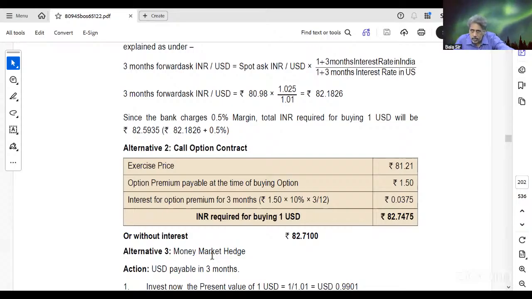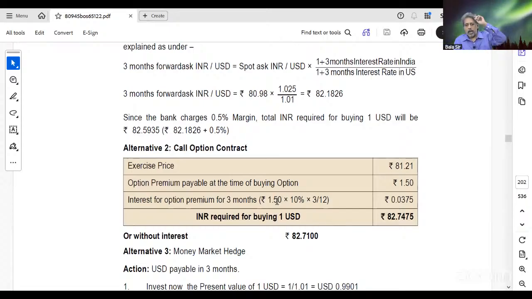Have you taken add interest? On 1 rupee 50 paise, what is the rate of interest? 10%. In India, 10% rate. They assume that you want to borrow money to pay the premium. But generally, we do not consider it. We do consider it, but I am not on the same page as they are. But anyway, always remember, you have to follow what is there in your study material. And that's the logic.